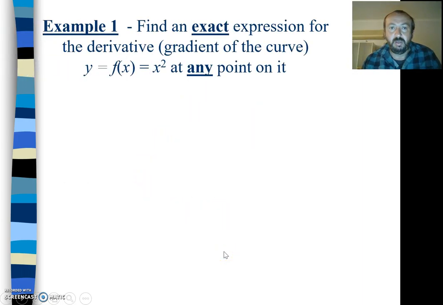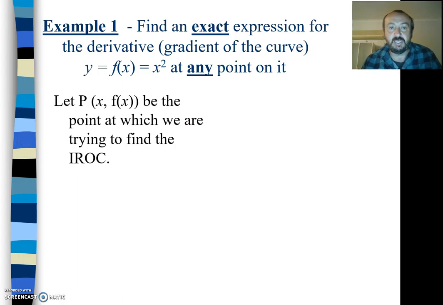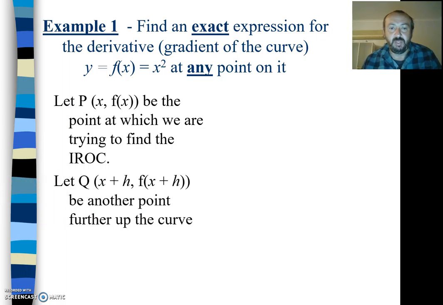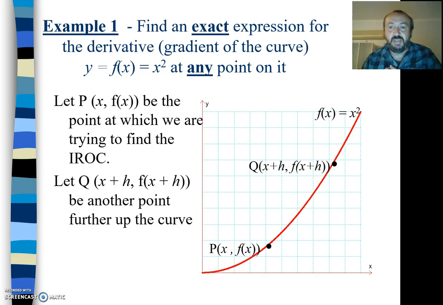Okay, just going on. We've done this one in class. Find the exact expression for the derivative or the gradient of the curve y equals f of x equals x squared at any point on it. Okay, so let P (x, f of x) be the point at which we are trying to find the gradient. Let Q, which is at (x plus h, f of x plus h), be another point further up the curve, and they're going to draw that in for us there. There we go.